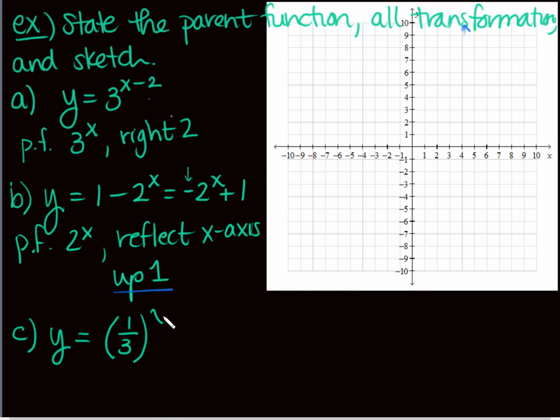How about 1/3 to the x minus 1, all plus 2. I don't know what's going to happen here, but let's try it. All right, so let's state the parent function. In this case, the parent function is 1/3 to the x, okay? Or we could think of this actually as 3 to the x reflected about the y-axis, but the parent function is 1/3 to the x. That's fine.